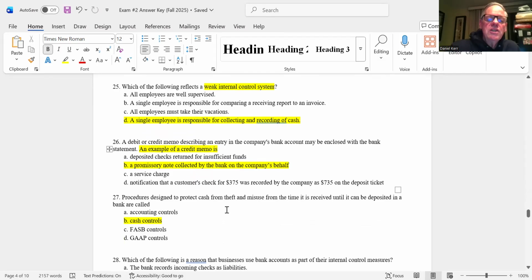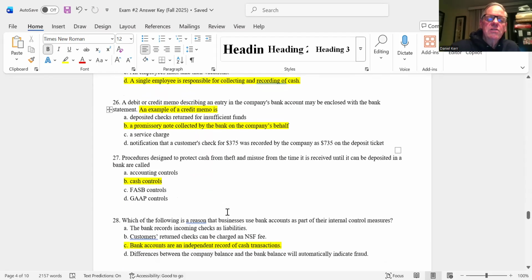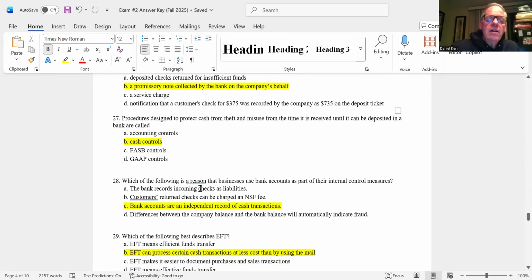27, procedures designed to protect cash from theft or misuse from the time it is received until it's deposited in a bank are called cash controls. And 28, which of the following is a reason that business bank accounts are part of the internal control measures? Well, the reason we have a bank account is we have an independent record of our cash transactions. So the answer there is C.